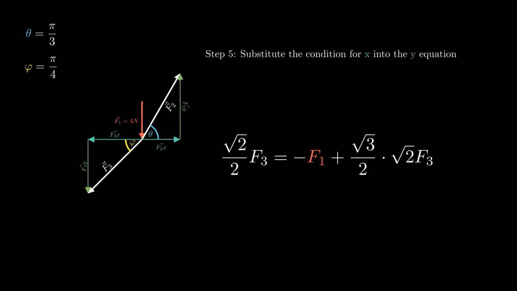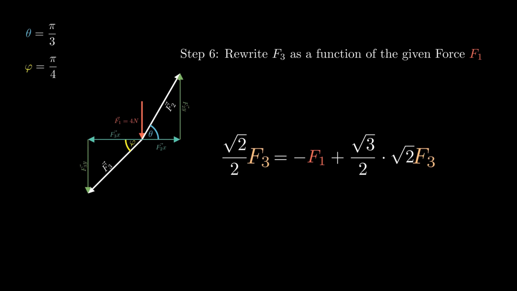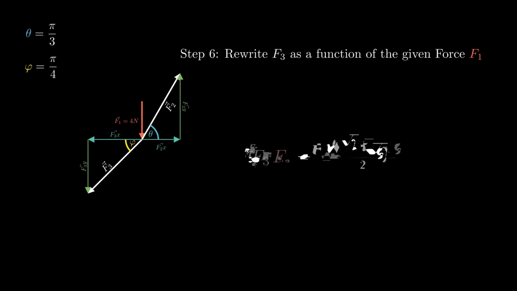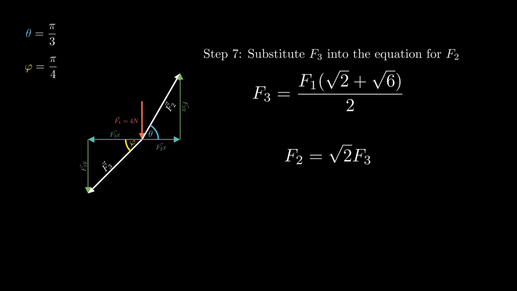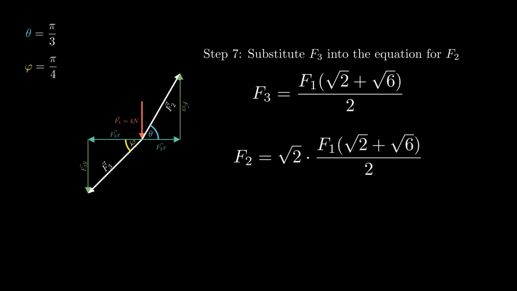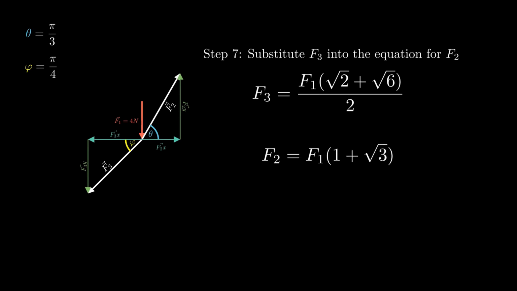Now we can express the unknown force F3 as a function of the known force F1 by bringing both F3 terms to the left-hand side and performing just a few minor rearrangements. As you can see, F3 is now fully defined. However, the force F2 remains unknown. But notice that we can simply substitute the expression for F3 into the expression for F2. After a few minor rearrangements, F2 now is fully defined as well.